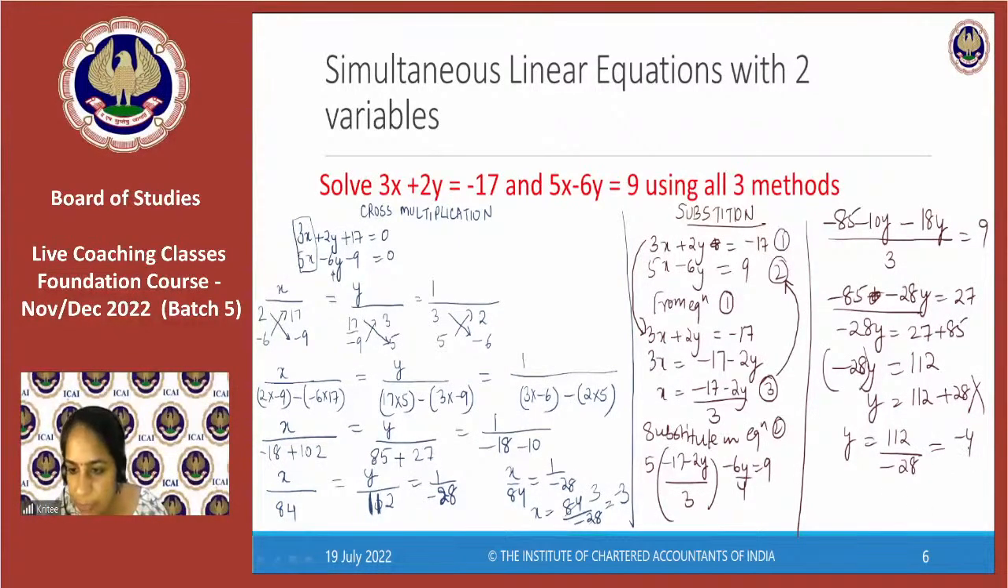Once you get the value of y, you will again put it in the equation. So your x will be equal to minus 17 minus 2 into minus 4 by 3. So it is minus 17 plus 8 by 3, minus 9 by 3, which is minus 3. I hope you're understanding this. Okay.